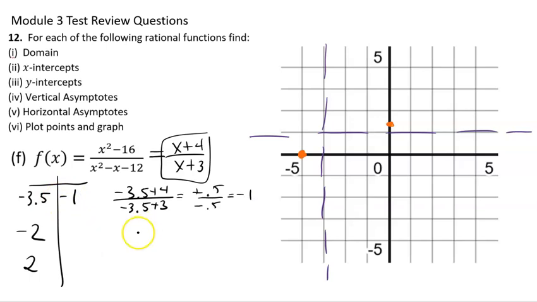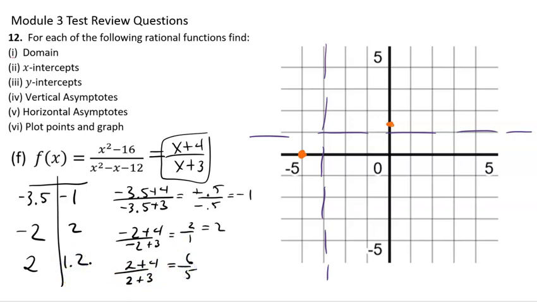Let's plug in negative 2. So negative 2 plus 4 over negative 2 plus 3, which is 2 over 1, which is 2. And plug in 2 plus 4 over 2 plus 3 is going to be 6 over 5, which, if you want to change that to a decimal, go ahead. That's 1.2. 6 divided by 5. If that makes you feel better, change them all to decimals when you're graphing. That is no problem. So negative 3.5, I get negative 1.